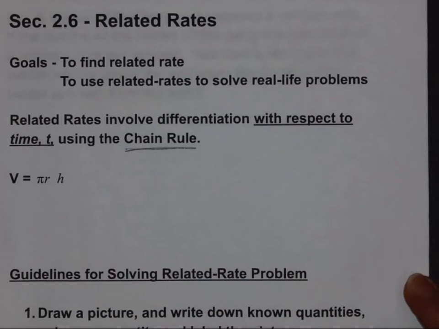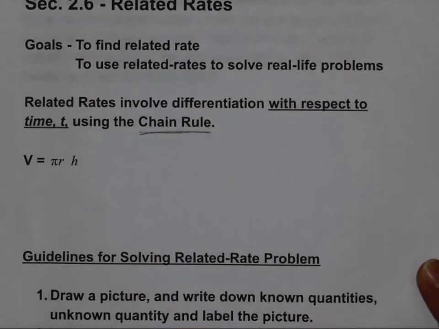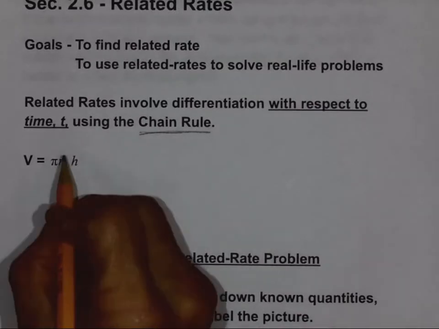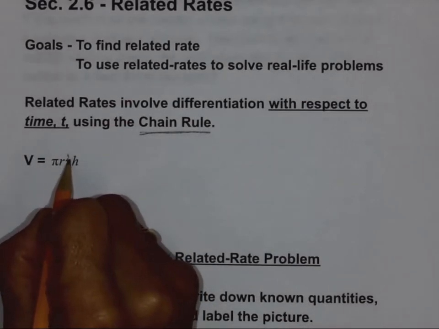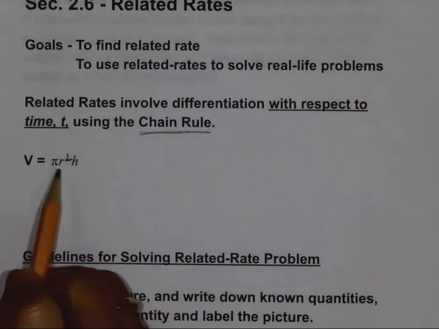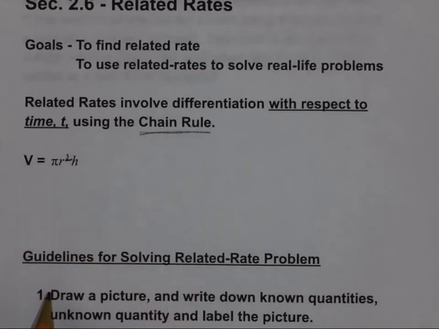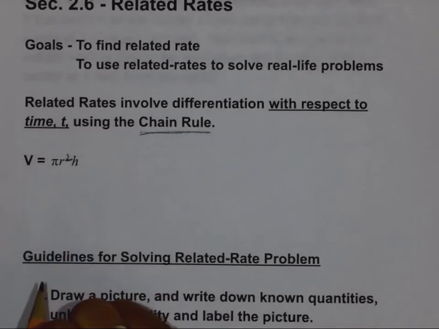So far, you've been taking the derivative with respect to x. In this particular example, we will be taking the derivative of the volume with respect to time. The volume of a cylinder is pi r squared h, and the rate of change in volume is the derivative of this with respect to time. Now, if you notice, there are 3 variables.